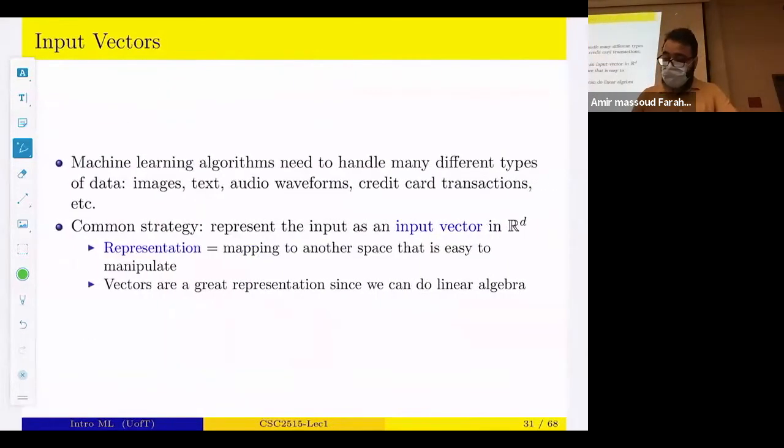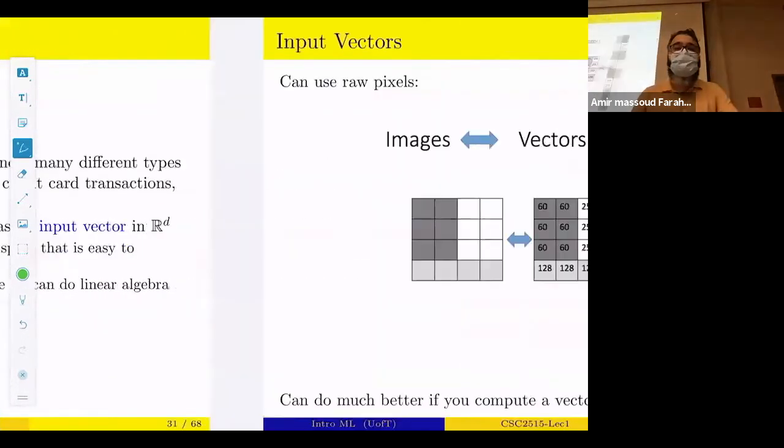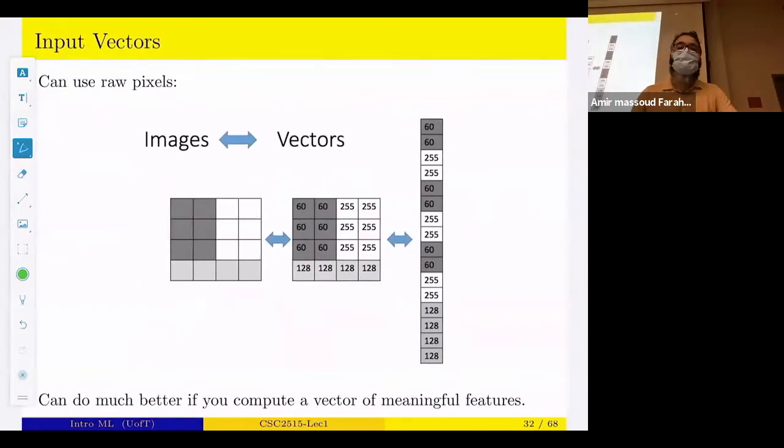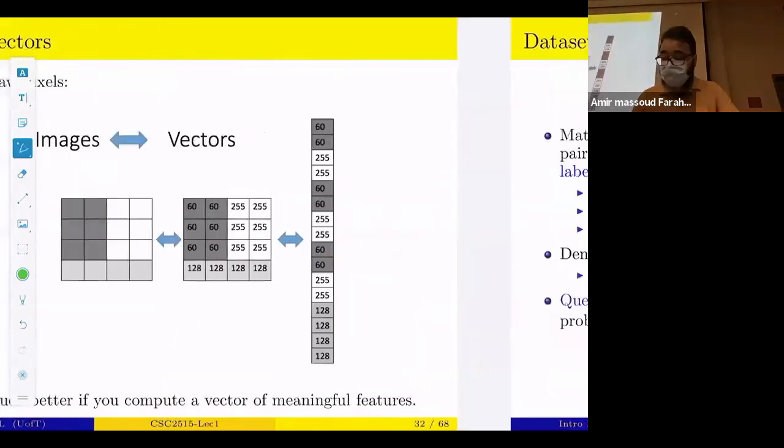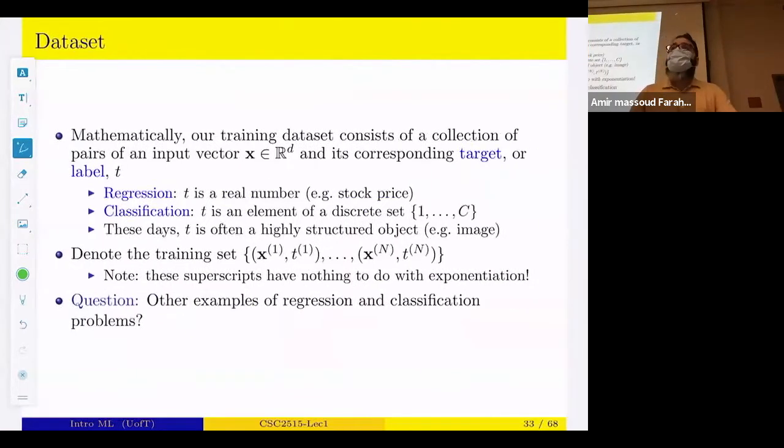So I talked about input vectors, with an example of how images can be converted to a vector. And then we talked about different types of problems, for example, regression, where the output is a real number, and classification, where the output is an element of a discrete set. You see them a lot, and this is one of the things that you need to know: what's the difference between regression and classification?